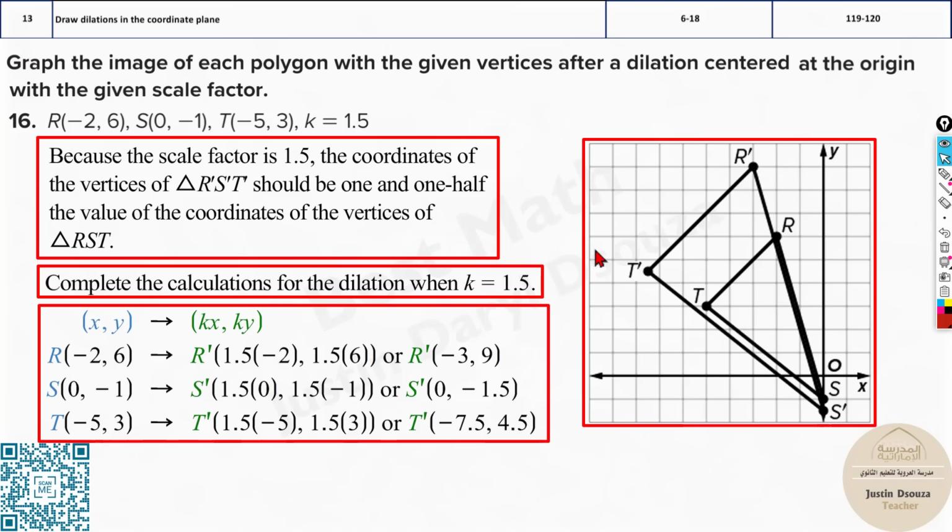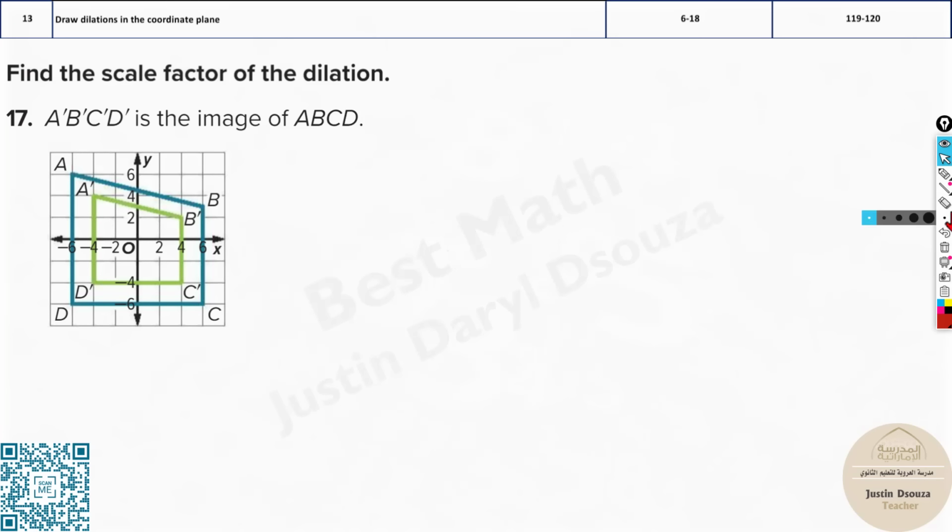And here as well, you're expanded by 1.5. Here as well, we have to do the same thing, but now we have to find the scale factor. See, A prime, B prime, C prime, and D prime. Because it's prime, it's the dilated image. This is the newly formed image. It's inside. So you should know the original image is bigger, so the scale factor is less than 1.